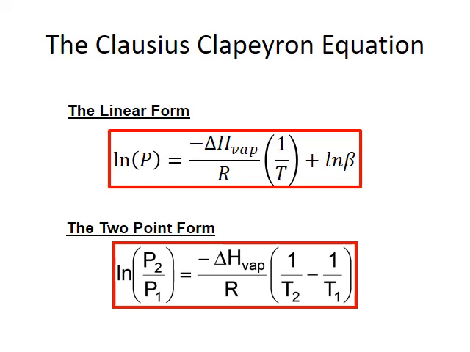To summarize, the Clausius-Clapeyron is a powerful equation that relates vapor pressure of a liquid to temperature. There are several forms, but the two most useful to us for calculations are the linear form and the two-point form. The linear form is used with graphical analysis of multiple experimental data points to determine enthalpy of vaporization and the constant beta. The two-point form is used with only 2 data points to find an unknown temperature or vapor pressure.